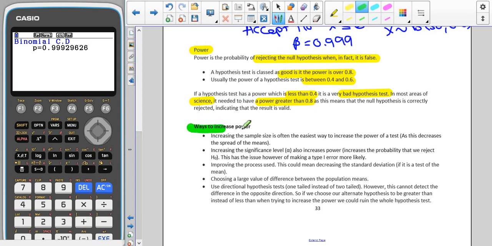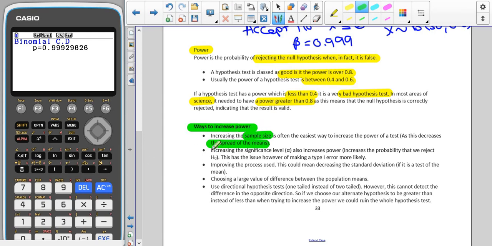So we have a set of ways that we can increase power. If we increase the sample size, this is often an easy way to increase the power, as it decreases the spread of the means. And if you think about central limit theorem, that makes sense, because our standard deviation for the spread of the means of the samples is our original standard deviation of the population divided by the square root of the sample size. So the bigger that sample size is, the bigger the number that you are dividing your standard deviation by, and therefore the more compact your means end up being.